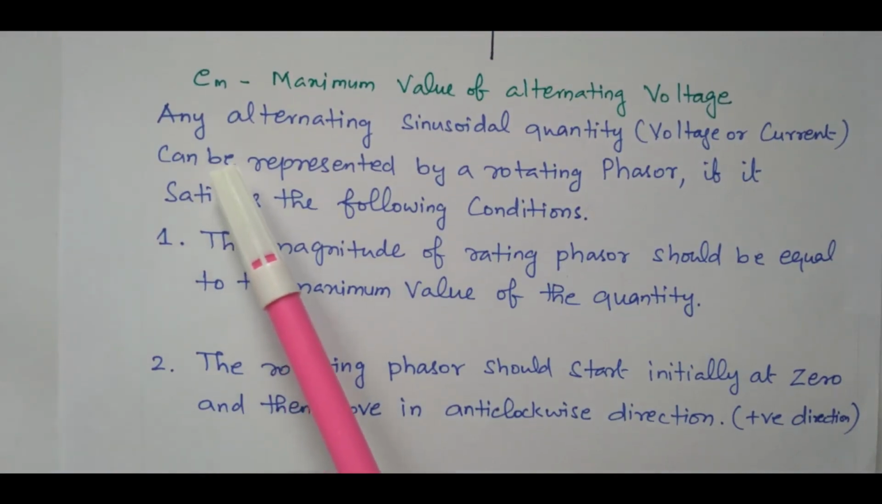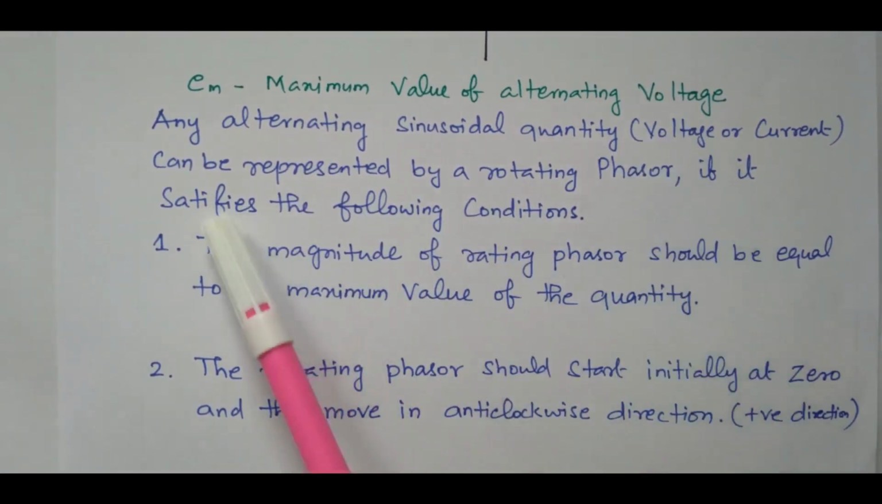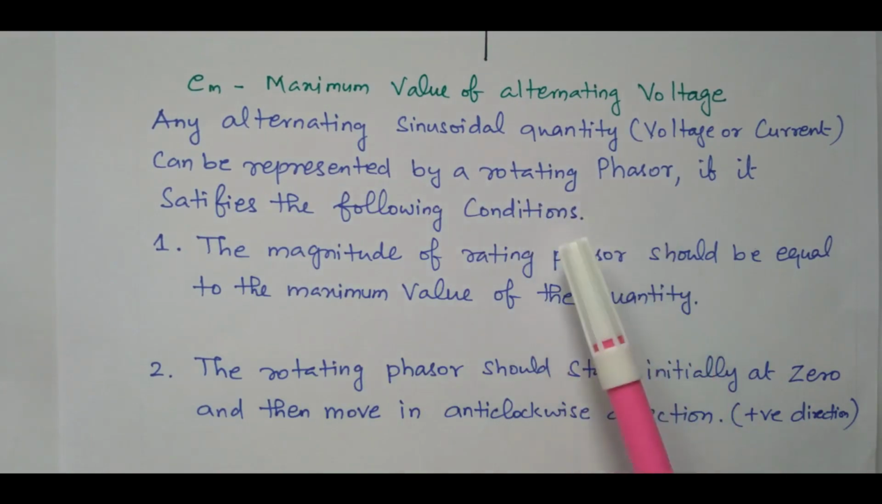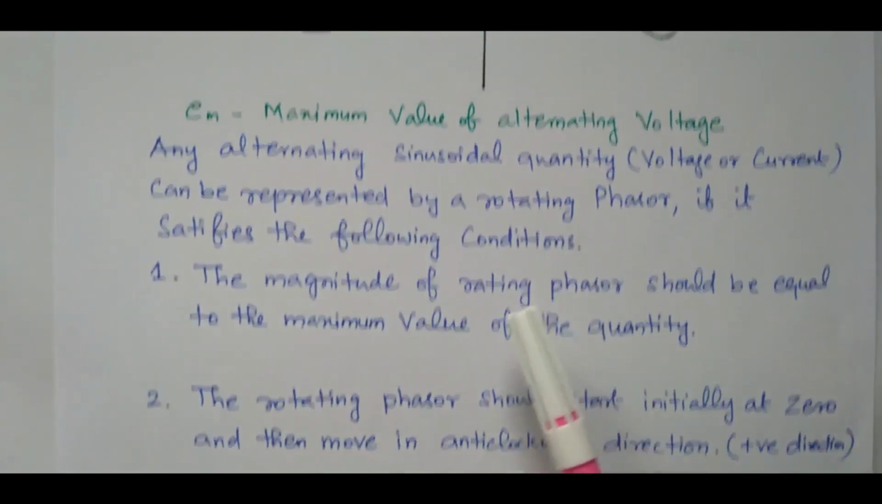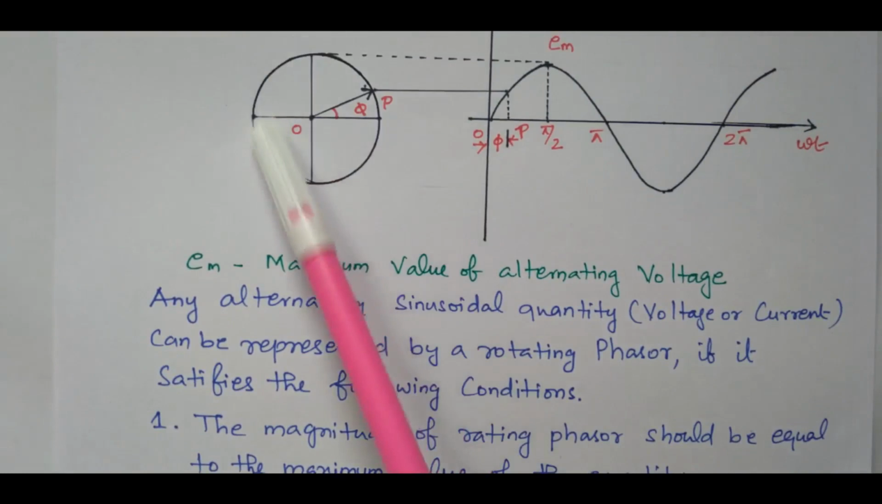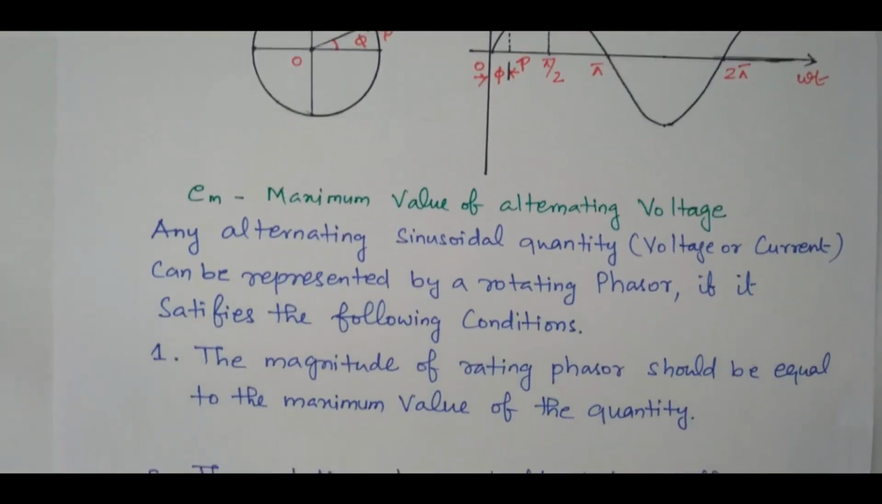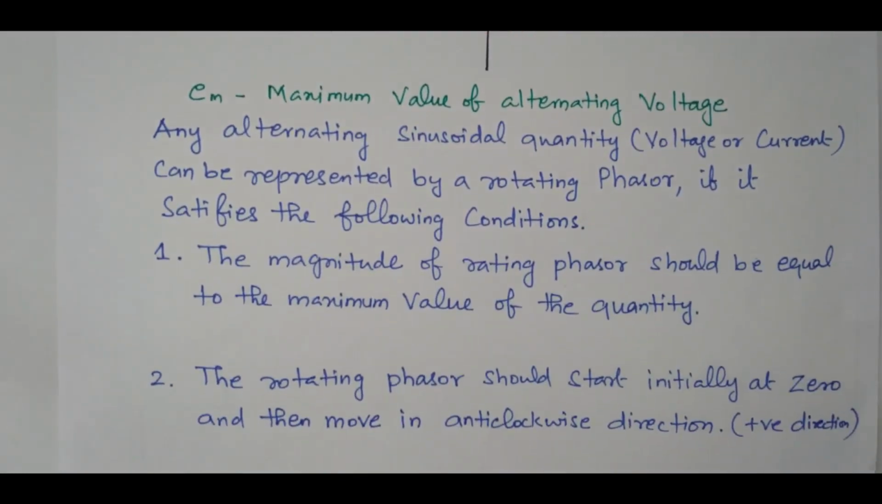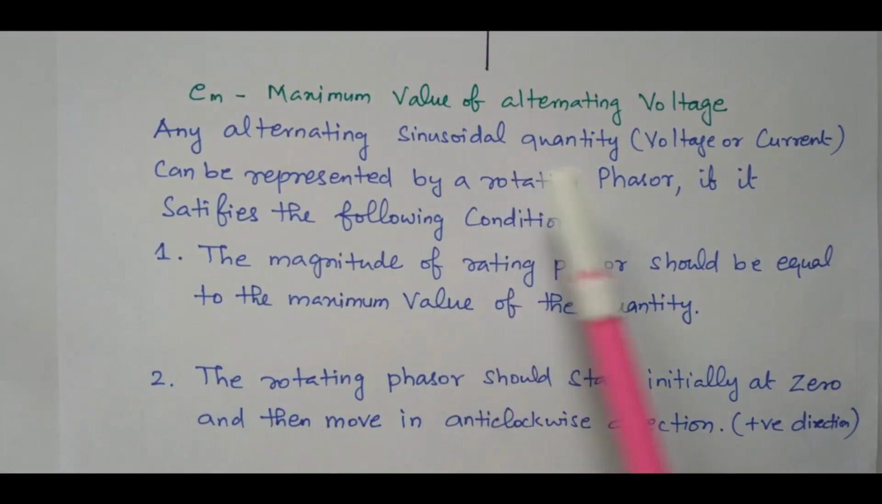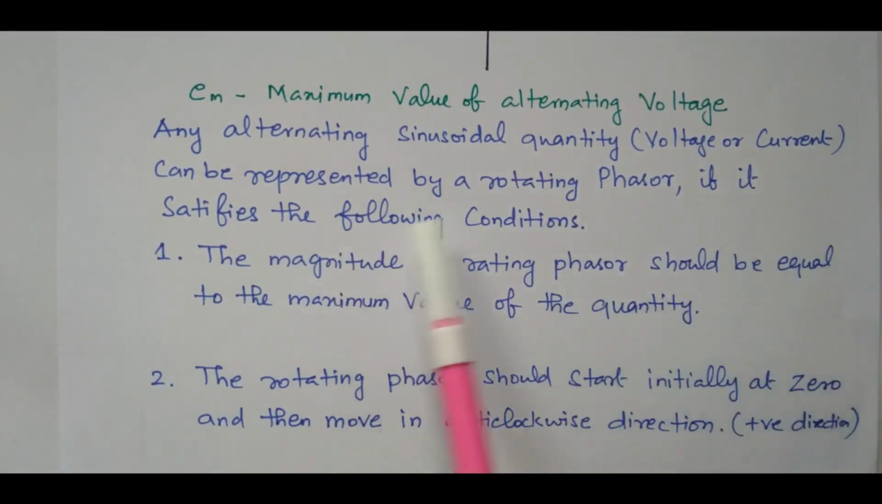Any alternating quantity, either voltage or current, can be represented by a rotating phasor. A rotating phasor is nothing but this. This is a rotating phasor. Either voltage or current can be represented as a rotating phasor if the following conditions are satisfied. Then only the sinusoidal quantity, either current or voltage, can be represented by the rotating phasor.